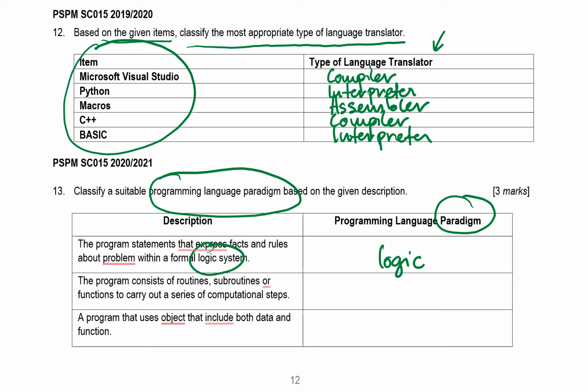Next, the program consists of routines, subroutines, or functions to carry out a series of computational steps. Of course, this one is procedural. And the last one is a program that uses objects. If you see the word object that includes both data and function, of course, this one is OOP. Make sure you write in full sentences.